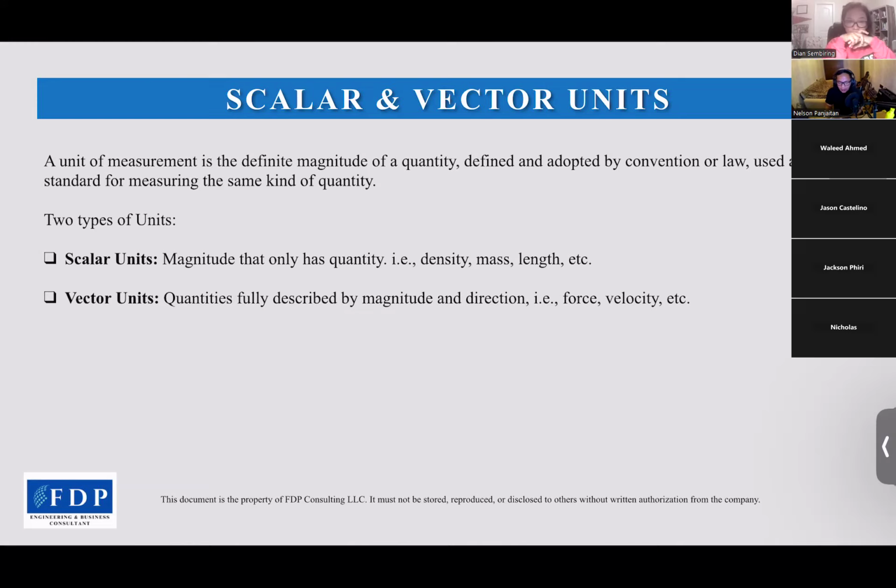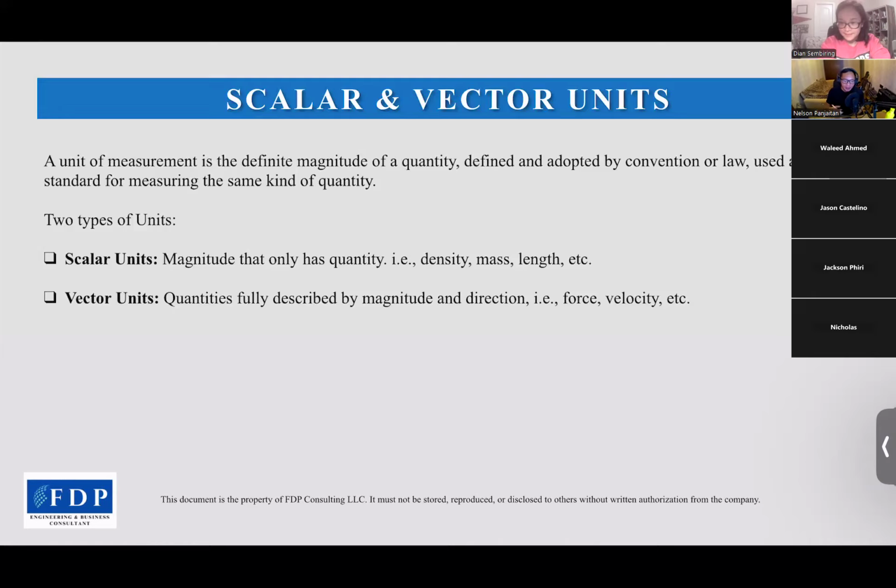There are two kinds of units that we know in engineering. First, the scalar, and the second is the vector. What's the difference between scalar and vector? A scalar is a magnitude that only has quantity, like density, mass, length. They only have a quantity. There is no direction in there.